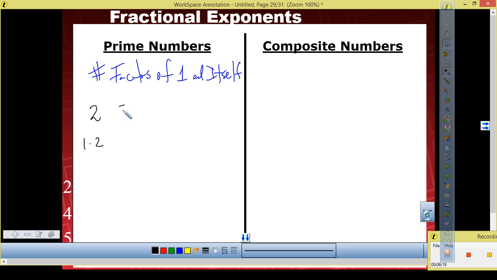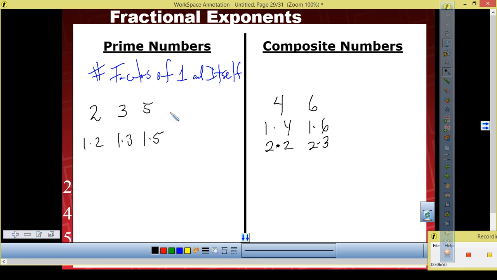How about 3? Is 3 a prime number? Yes, 1 times 3. How about 4? No, so if it's not a prime number, then it's a composite because it has factors of 1, itself, and others. 1 times 4 or 2 times 2. Everybody with me? How about 5? Prime, 1 times 5. How about 6? No, then it's a composite. 6 is 1 times 6 or 2 times 3.